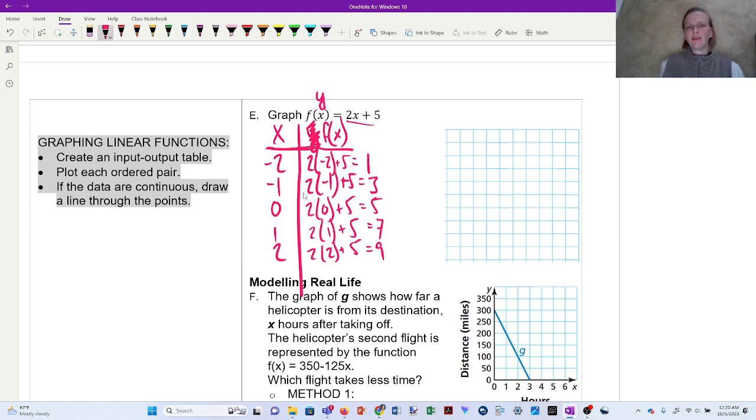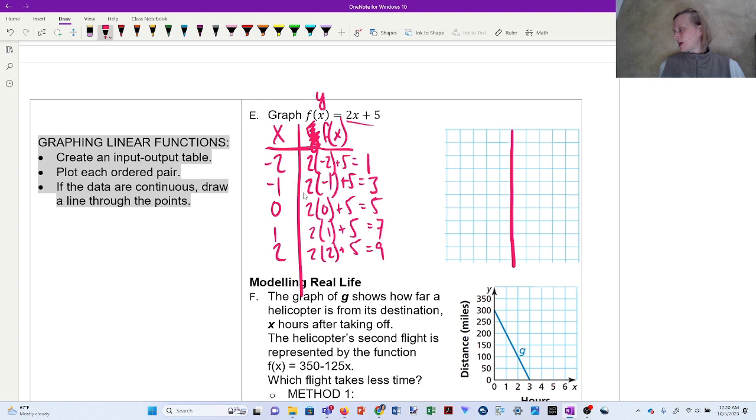I have a variety of x values. I've got some positives, some negatives. So I'm going to go ahead and split this down the middle. So I've got some positive values of x to put on the right side and some negative values of x to put on the left side.